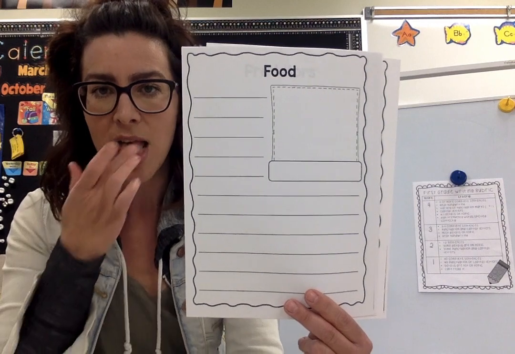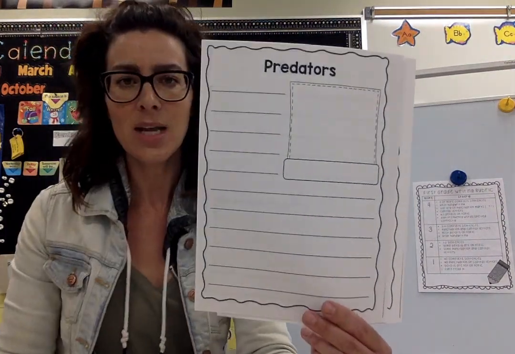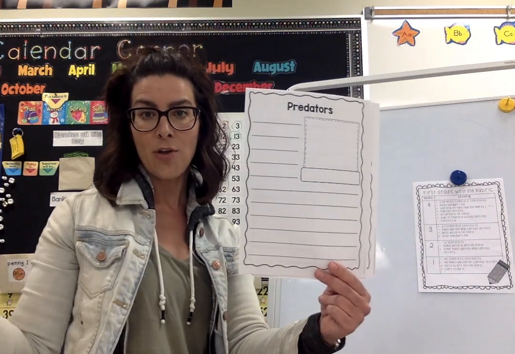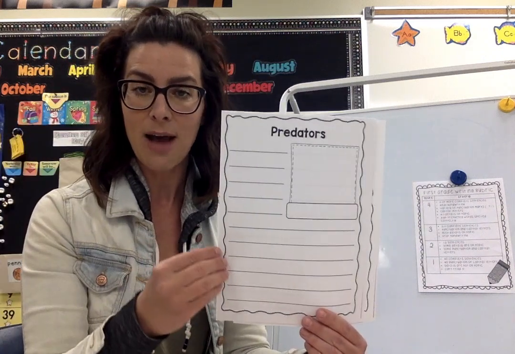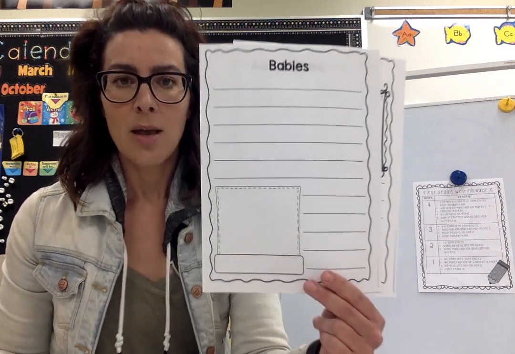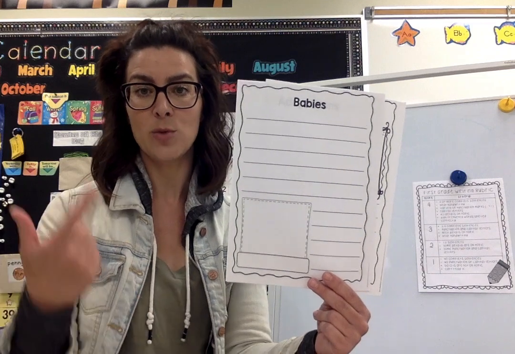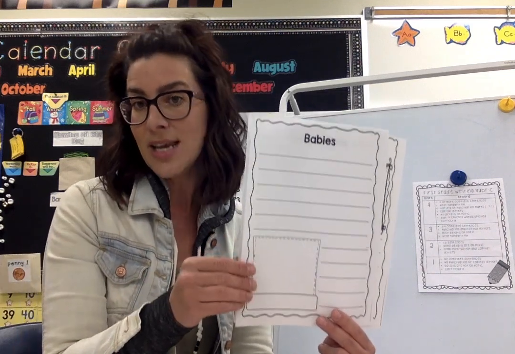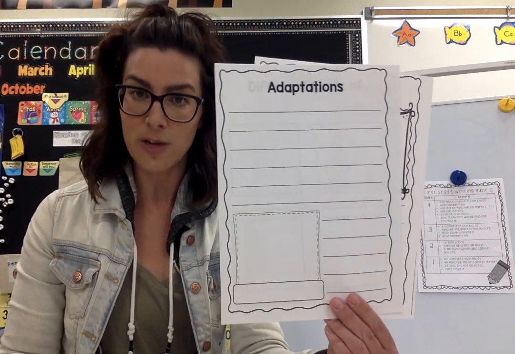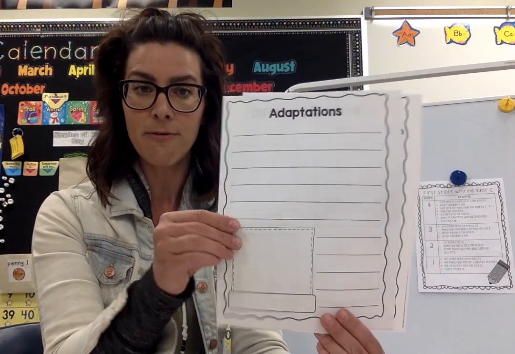The food they eat, pictures and writing. Their predators. Who do they need to stay safe from? What are the bigger animals that they would have to protect themselves from? Okay. Babies, again. When or how do they have their babies? Where do they lay their babies? How do they take care of their babies? Adaptations, what are the special features they have to help them stay safe?